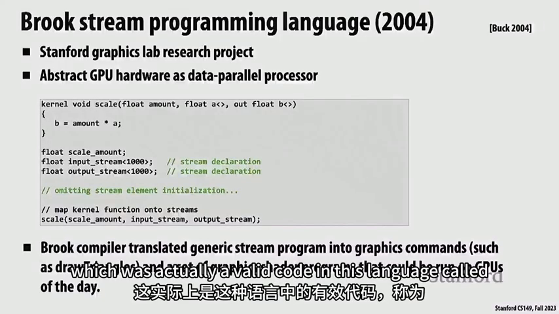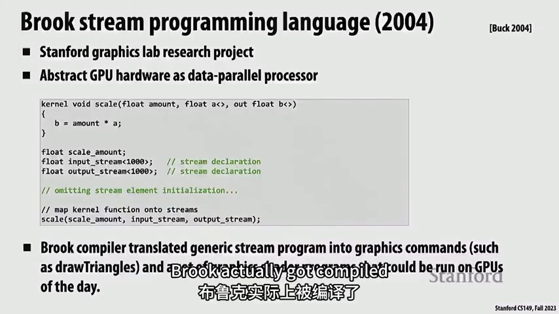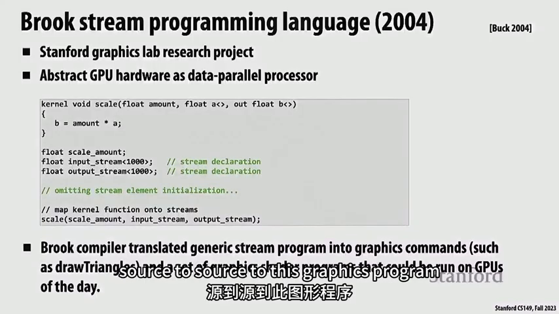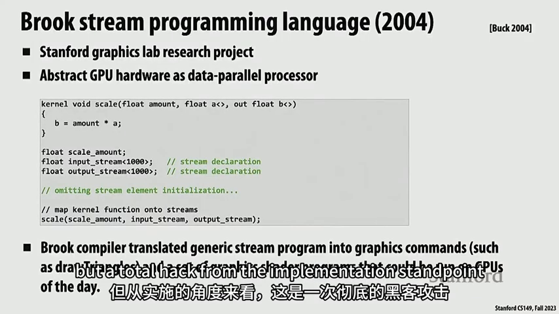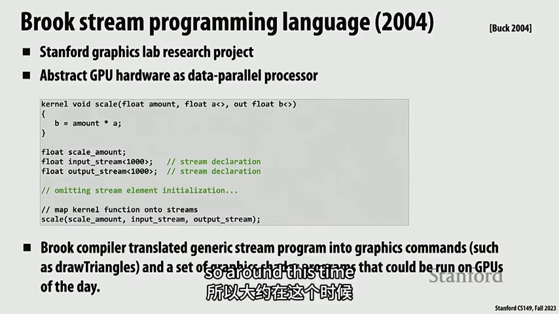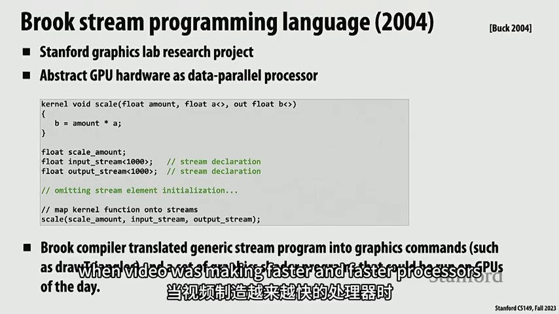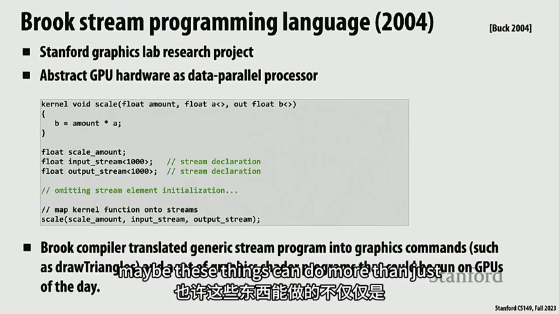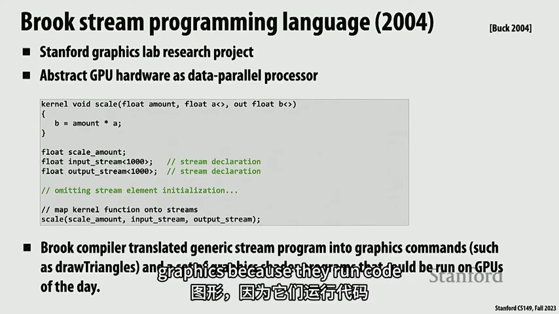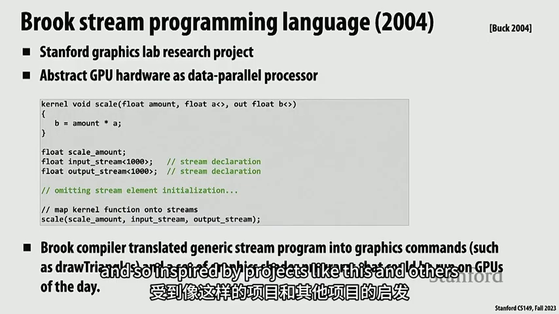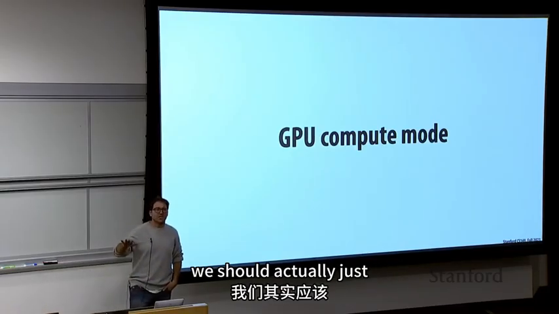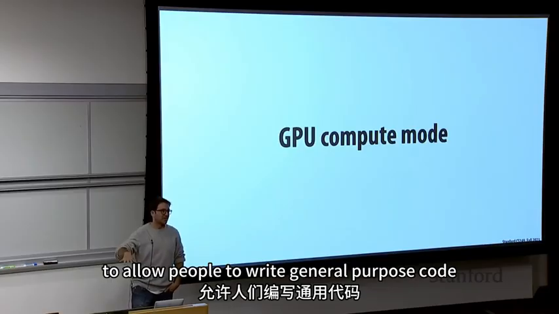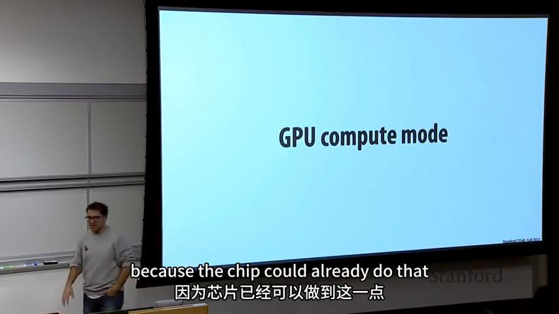And this code, which was actually valid code in this language called Brook, actually got compiled source to source to this graphics program that drew two triangles and then used the GPU. Again, less of a hack for the users, but a total hack from the implementation standpoint. Okay. So around this time, NVIDIA was making faster and faster processors. They were starting to think about, well, maybe these things can do more than just graphics because they run code. And so inspired by projects like this and others, NVIDIA says, you know what, we should actually just do it ourselves to allow people to write general purpose code for these things, because the chip could already do that.